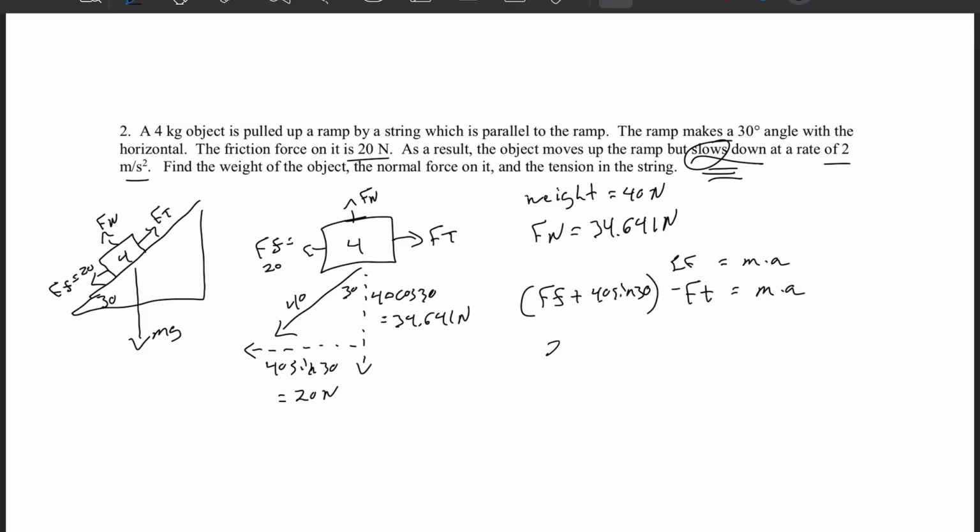Force of friction is 20. 40 sine 30 is also 20, minus tension is equal to mass of 4 times the acceleration they gave us of 2. 4 times 2 is 8. So 40 minus tension is equal to 8. Subtract 8 to the other side, add force of tension to the other side, you get 32 newtons is the force of tension.